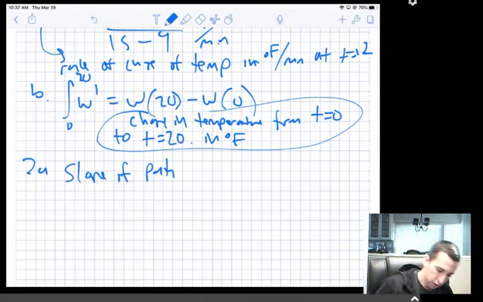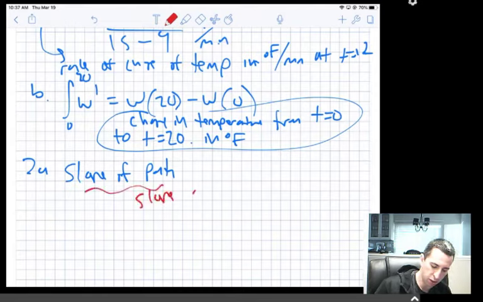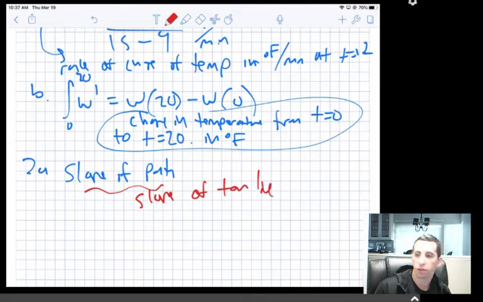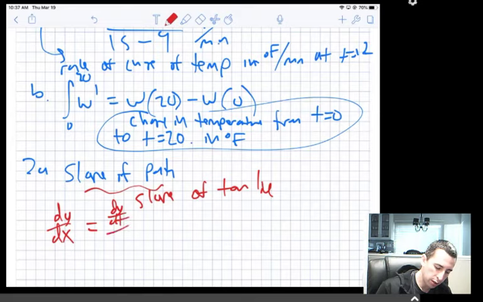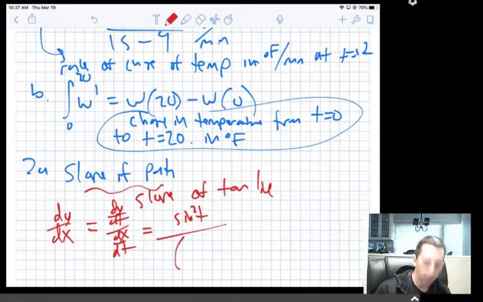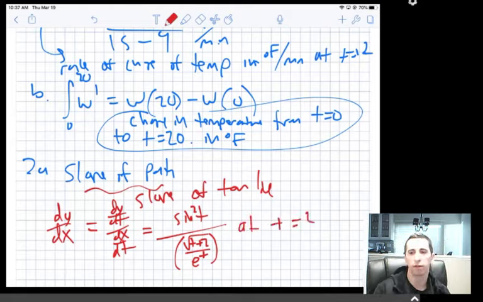So when you find the slope of the path, remember all that's really talking about is the slope of the tangent line. So the slope of the tangent line is dy dx. You don't have dy dx, you don't have y in terms of x. The problem gives you dy dt over dx dt. So you want to interpret it that way and say, okay, I'm finding sine squared t divided by root t plus 2 over e to the t. And then you just need to plug in that time value, which I think is 2. So that's how you'll find the slope in the second part.